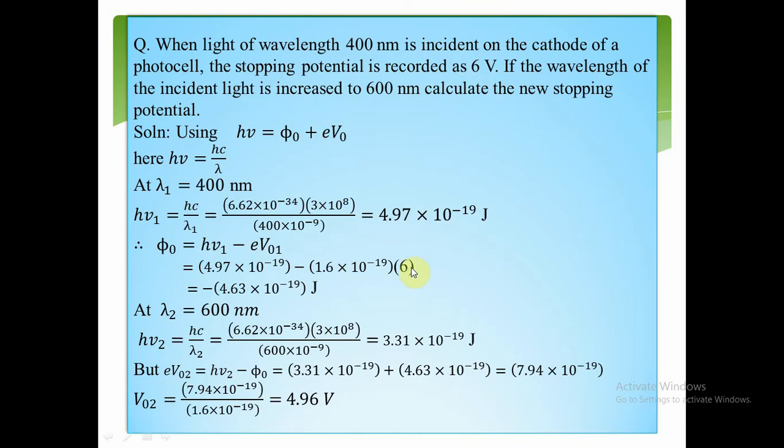I have written here 6. After the simplification, this term we will get minus 4.63 into 10 raised to minus 19 joules.